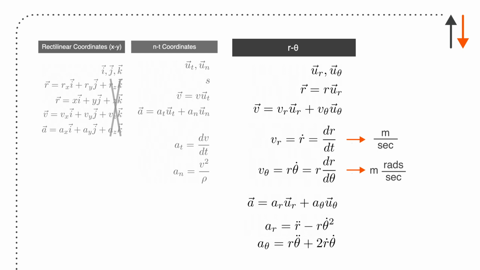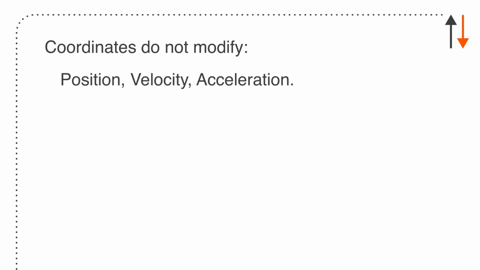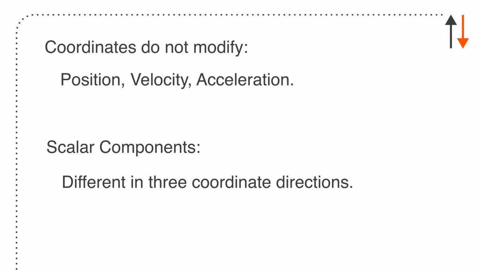We have a separate video looking at unit vectors that you may find useful if you want to go through the derivations. Coordinates do not modify position, velocity, or acceleration. The idea is that you just have a better way of describing things dependent on the coordinate system that you use. So scalar components, however, are different in the 3 coordinate directions.